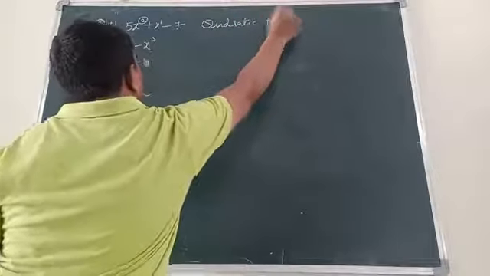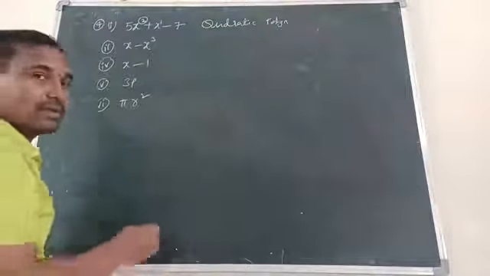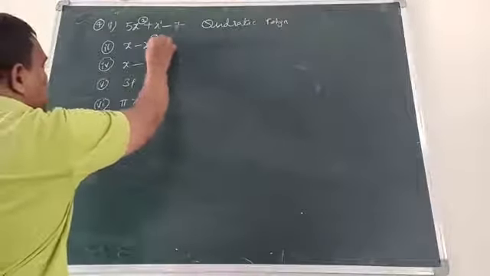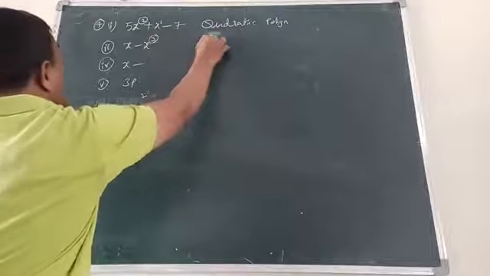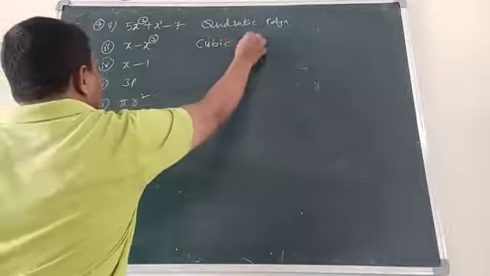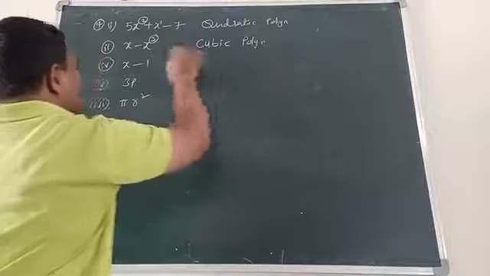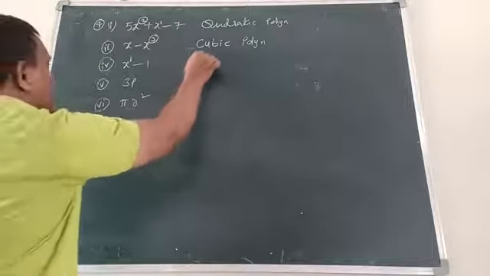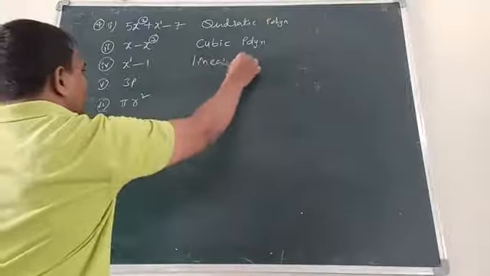Quadratic polynomial. Here, cubic. Yes, very good. What is the power? 3. Cubic, degree 3. Here what is the degree? Linear. Very good. 1 means linear polynomial.